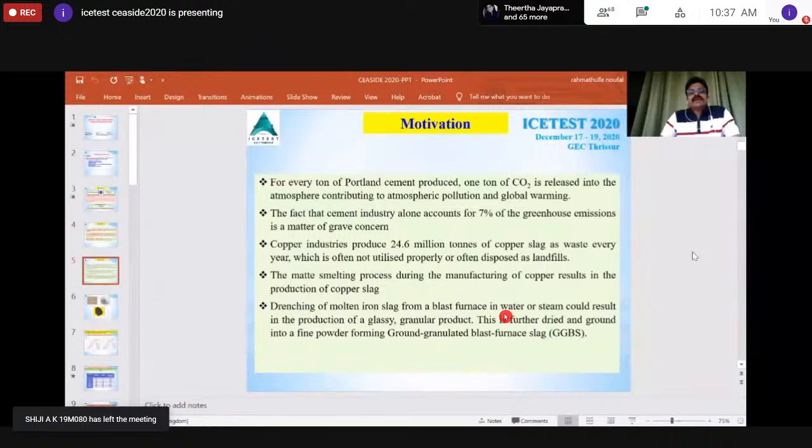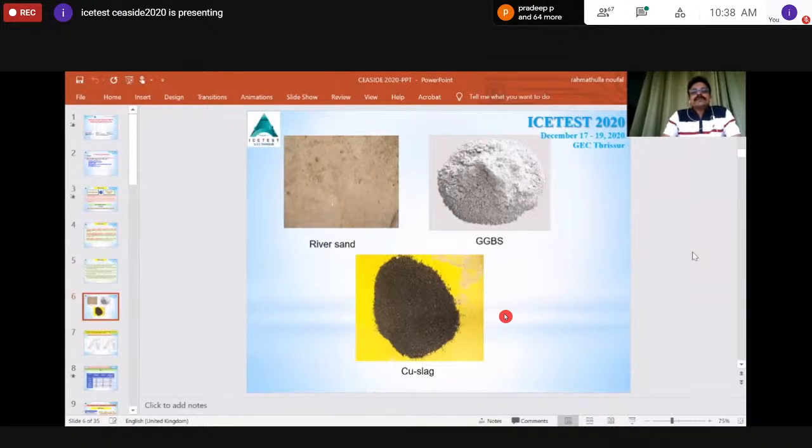From here you can see that about 7% of greenhouse gas emission is from the production of the cement industry. And the copper industry produces 24.6 million tons of copper slag as waste every year, which is often not utilized properly or disposed of as landfill. The matte smelting process during the manufacturing of copper results in the production of copper slag, and in the iron and steel industry, GGBS is produced. So these are some pictures of river sand, GGBS and copper slag.